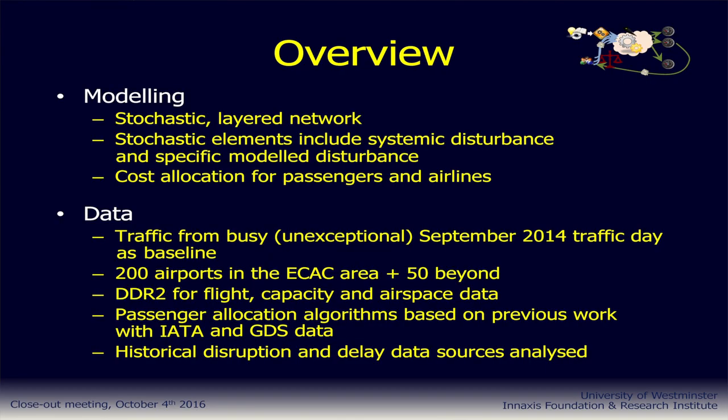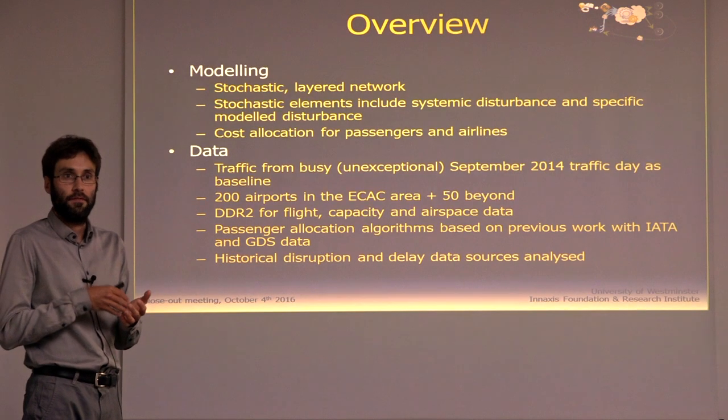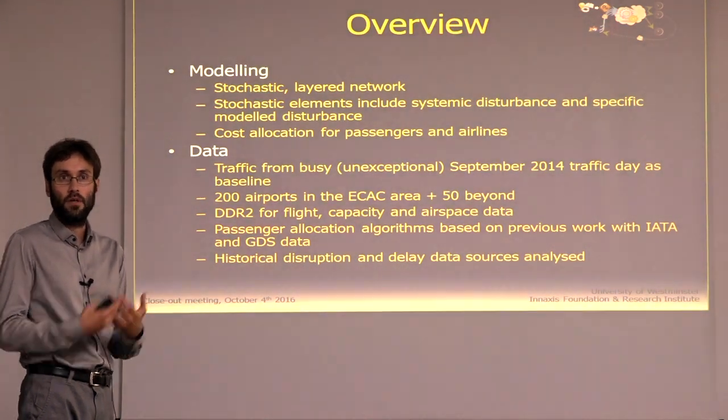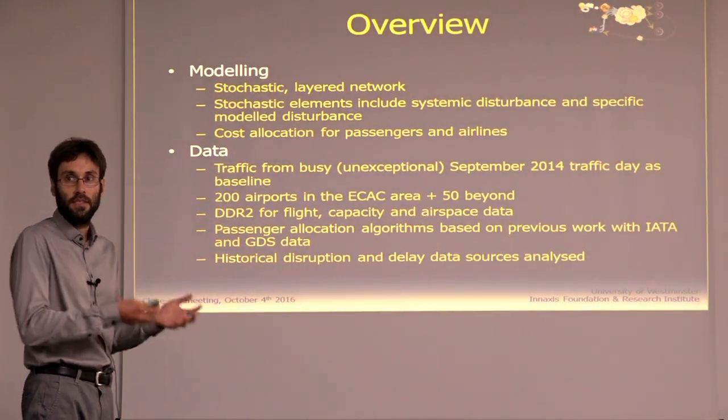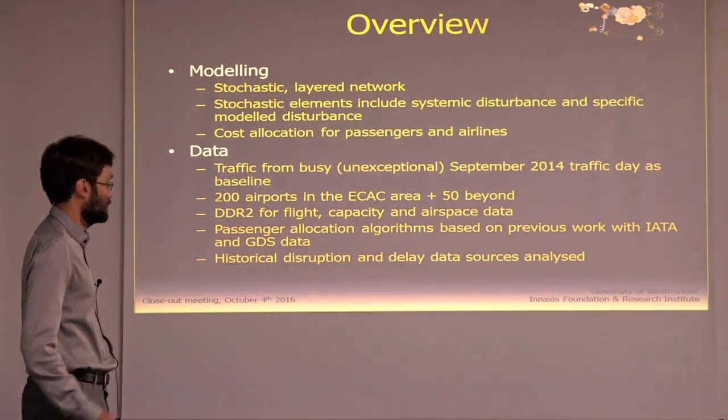We are covering 200 airports within the ECAC area and 50 beyond. All the data in terms of traffic comes from the DDR information for the flights. Then we have complemented that with information in terms of airspace and also capacity and passengers. The passengers are based on previous work, but we have expanded the work that was done within POEM in order to allocate the new passenger itineraries for this particular day. For the disruptions, we have based them on specific disruptions that happened in the network in the past, to be as close as possible to what would happen if such disruptions happen.